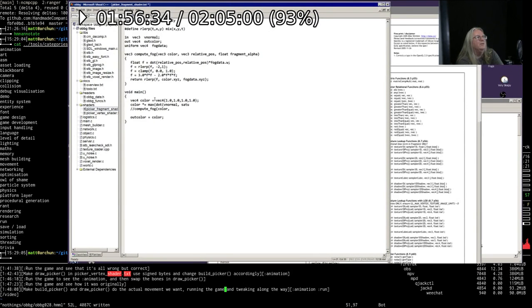And what's our direction? We'll just make one up. What is the Pythagorean theorem? 3 squared plus 4 squared is 5 squared. So 3/5 and 4/5. So that's 0.6 and 0.8. This is normalized.